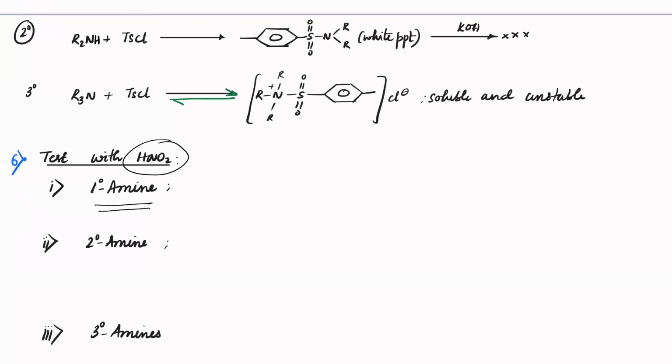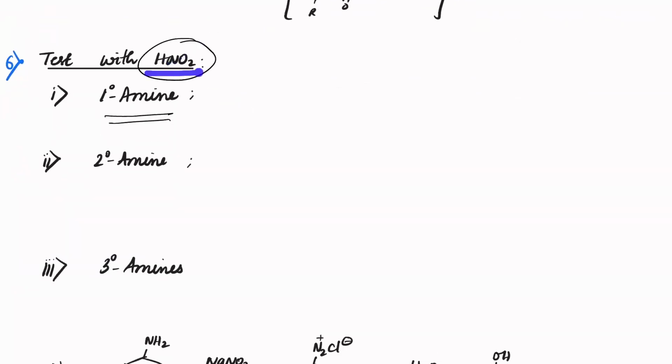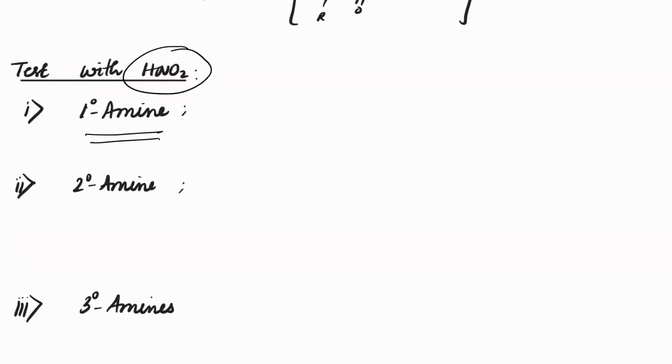Check it. Next is the test with HNO2, nitrous acid. Mind you, nitrous acid is always made by NaNO2 and HCl. We just need to prepare it at the time of reaction, which means this will become HNO2 plus NaCl. This is freshly prepared. Okay.